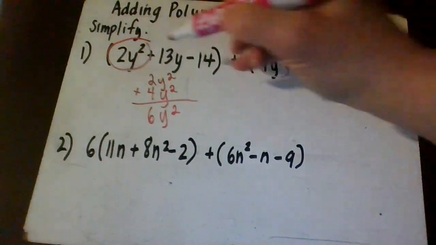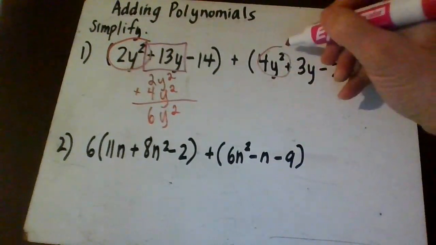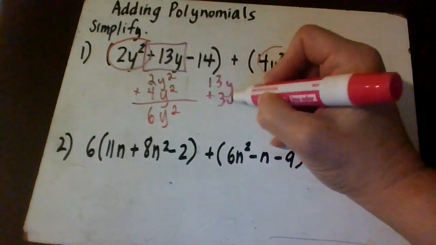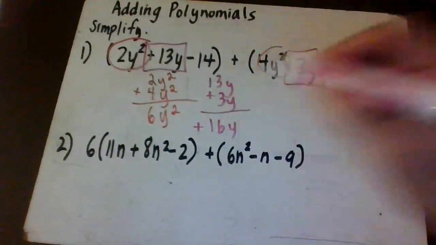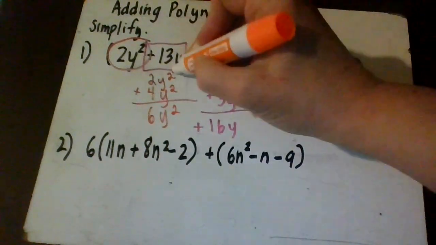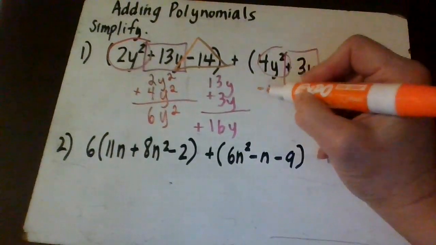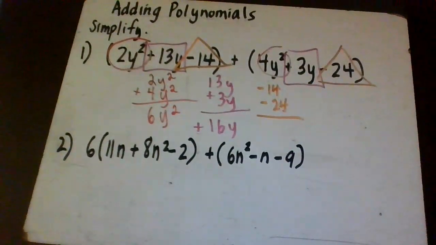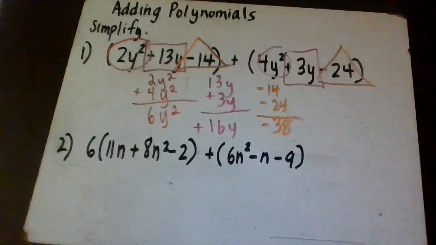Next, I see I have a 13y. I'm just looking for y to the first power. Over here I have a 3y. So I'd have 13y plus 3y. And 13y plus 3y would be 16y. And of course that's an addition as well. It's a plus. Last but not least, I have a constant. One of those terms we talked about. That's a minus 14 and a minus 24, or a negative 14 and a negative 24. So I go ahead and add those up. Negative 14 and negative 24 is negative 38.